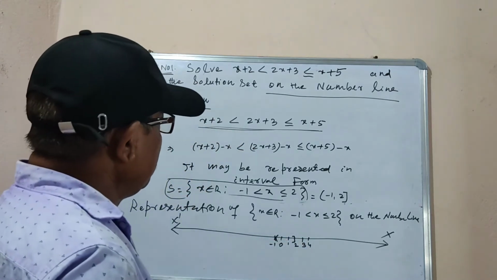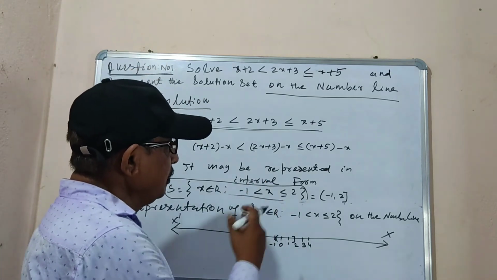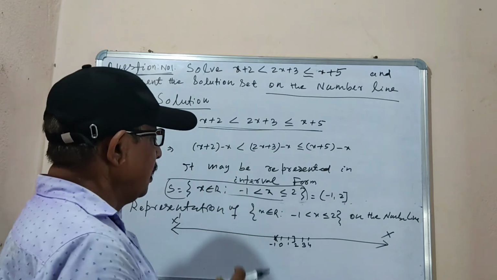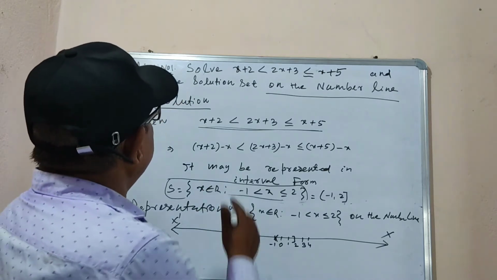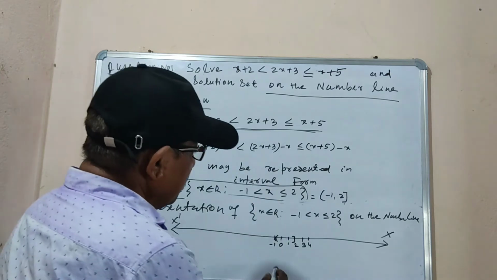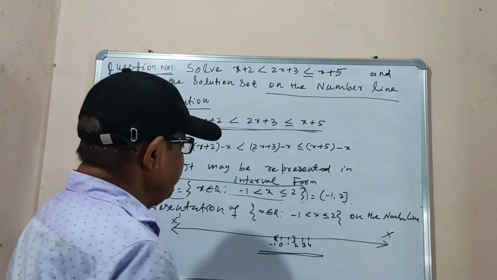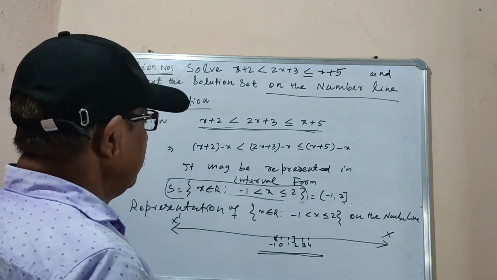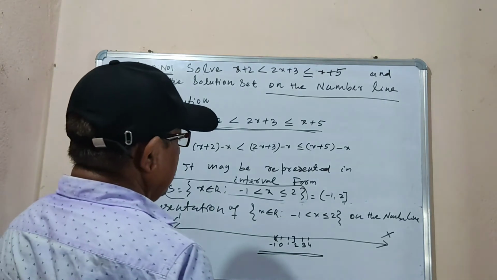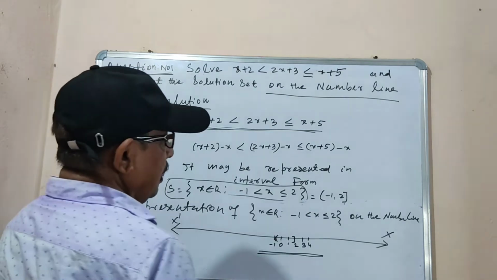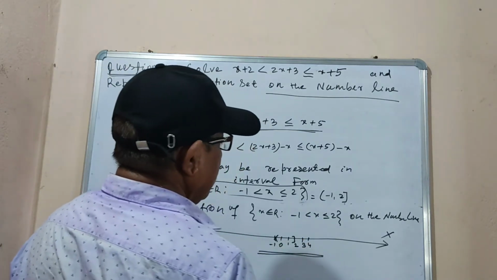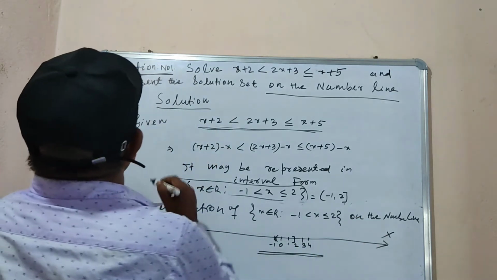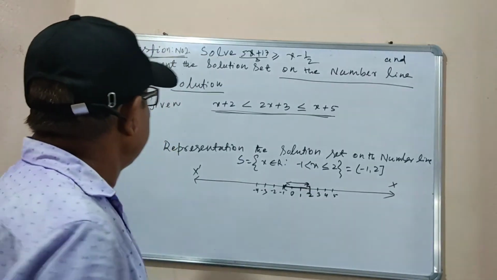Then those real numbers less than or equal to plus 2 and greater than minus 1 are the solutions of this inequality. We can write it like this. This is the representation of the solution set, x belongs to R, x greater than minus 1 and less than or equal to plus 2, on the number line. Okay, we take another problem, number 2.